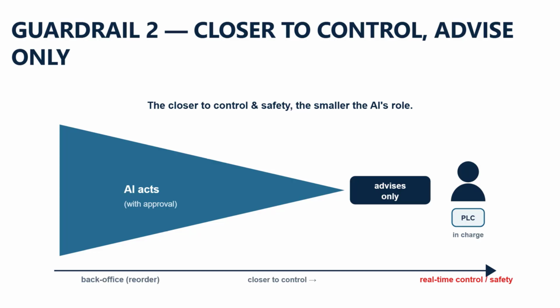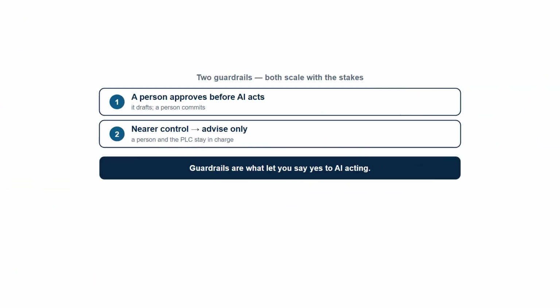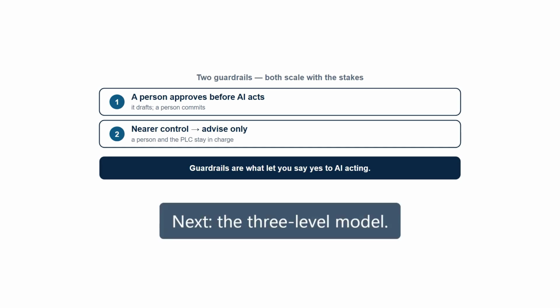Far from the sharp end, it can do more. Right at control, the loop stays fixed and predictable, and the assistant stays outside it, advising. So, two guardrails, both scaling with the stakes. A person approves before AI acts, and the nearer a job is to control and safety, the more AI only advises. Notice what these really are. Not a brake on AI, but the thing that lets you say yes to it acting at all. Pieces, then guardrails. One decision left, and there is a simple map for it.